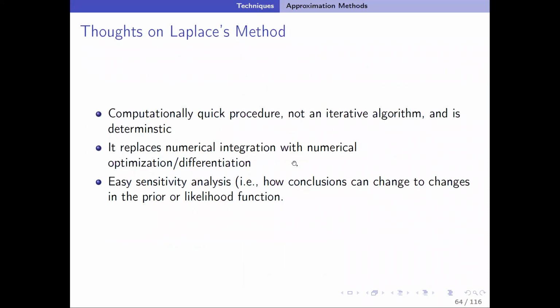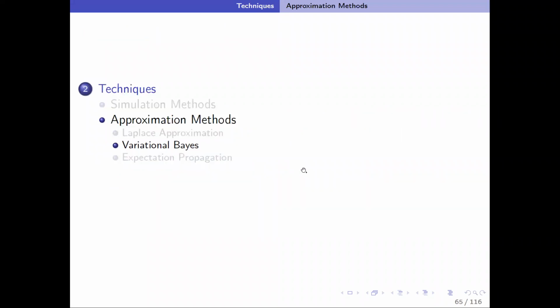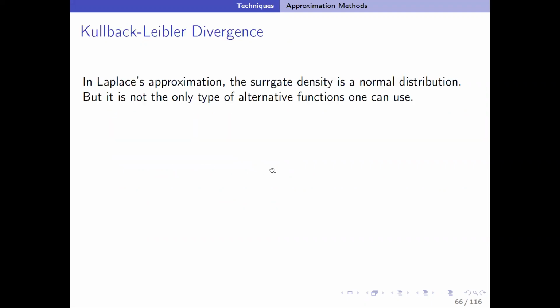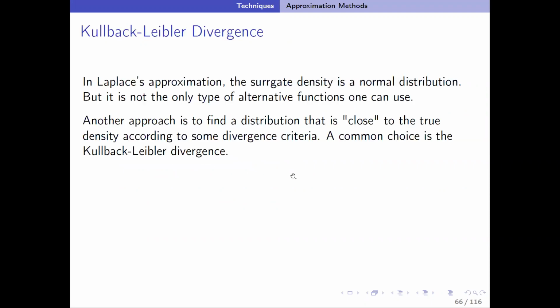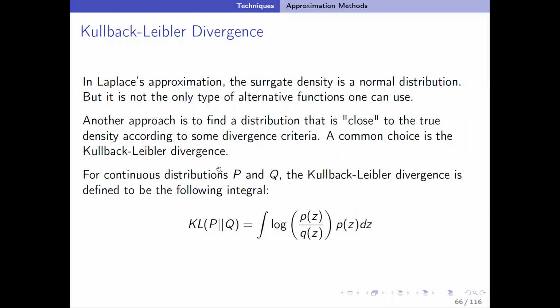It has its pros and cons. I'm not going to go into it; I think most people understand what the Laplace approximation is. I will talk about variational Bayes and expectation propagation. These are kind of interesting cases. In the Laplace approximation, the surrogate density is normal, but that's not the only thing you can have. You can try to find a distribution that is close to the density through some divergence criterion, and often people use the Kullback-Leibler distance.